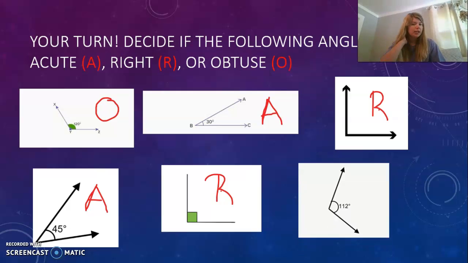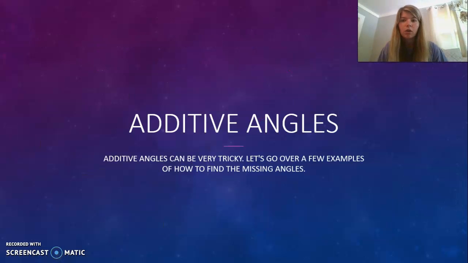And last but not least, this one is kind of tricky because it's oriented a different way, but we see that the angle measurement is going to be 112, and that's more than 90, so we should automatically know that that's an obtuse angle.